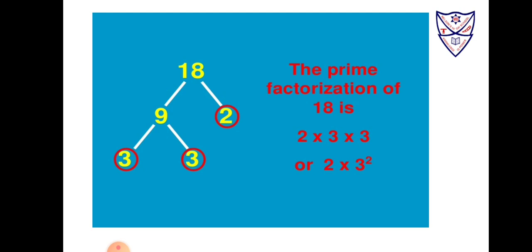So let us understand prime factorization. 18 by a factor 3. So 18, if we do 9 2s are 18, and this 9 we will split, that is 3 3s are 9. So 2 multiply 3 multiply 3.